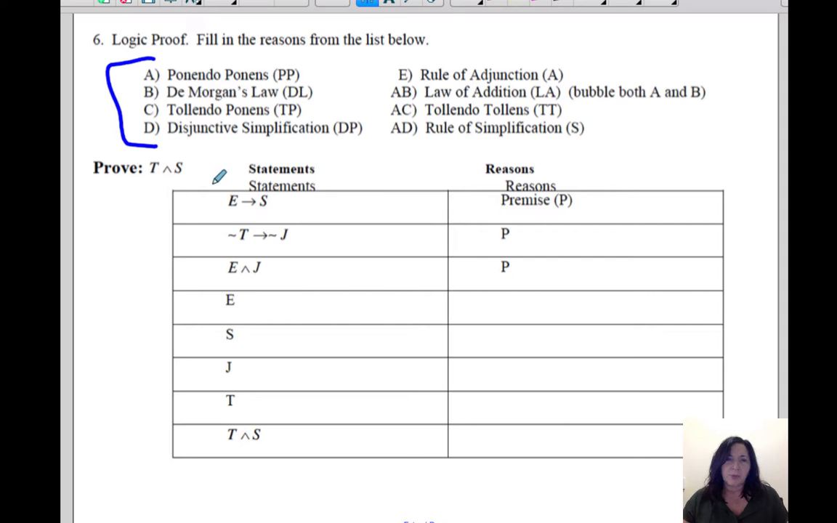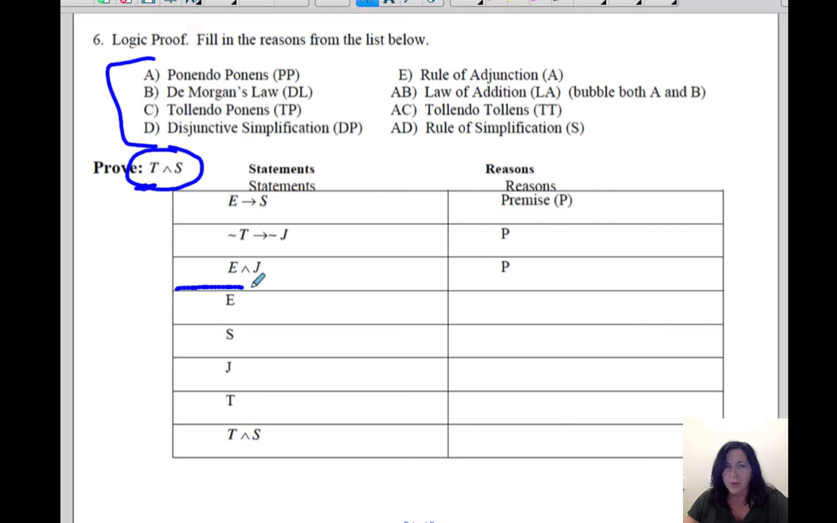So let's see what we're trying to prove. We're trying to prove that T and S happened. So we know that if E happened, then S happened, and that's my premise. We also know that if T didn't happen, then J did not happen. Another premise. But remember, we do want T to happen. We know that E and J happened, and that's a premise also.